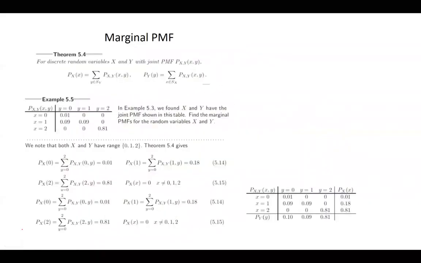So we can extract marginal PMF using joint PMF. For discrete random variables x and y, joint PMF can be used to derive marginal PMF. Marginal PMF, by the way, is simply denoted by Px of x or Py of y. And both can be derived from joint PMF.